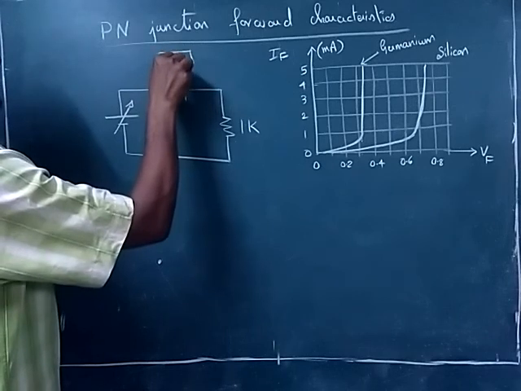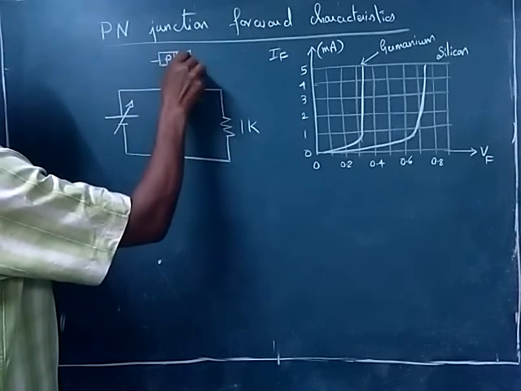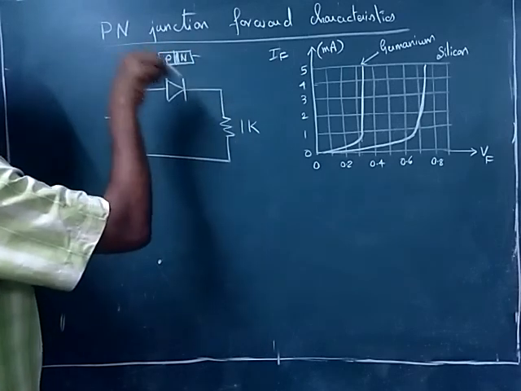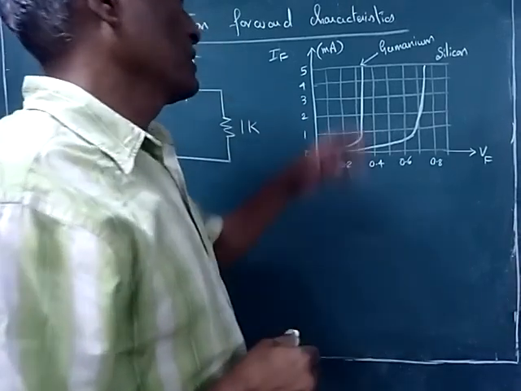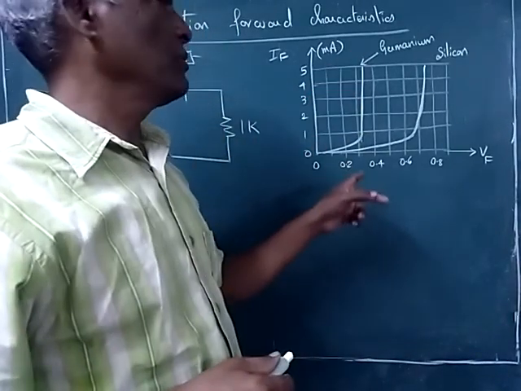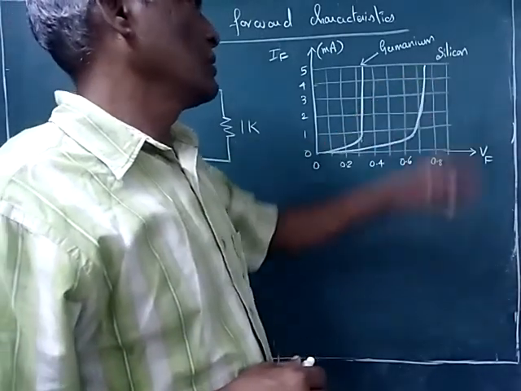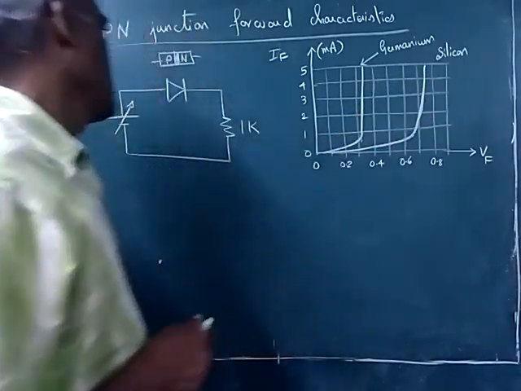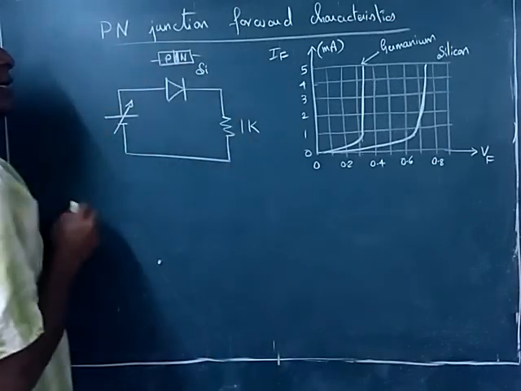So there will be a depletion region, P-type material, N-type material. So to break this depletion region, we have to give the voltage. For example, if this is made up of germanium, at least 0.3 volts should be there. So for silicon, it is 0.7. Assume this diode is made up of silicon.